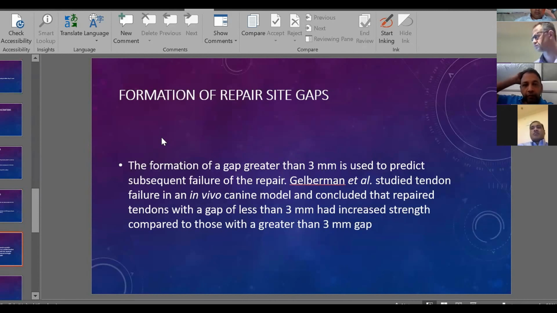So I was talking about the formation of the gap. Studies suggest that if the gap formation is less than 3 millimeters, then the outcome is good. But if the gap formation is more than 3 millimeters, according to a few studies, then the outcome is bad. That repair will ultimately fail if there is a gap formation of more than 3 millimeters intraoperatively, or if it is going to develop postoperatively.